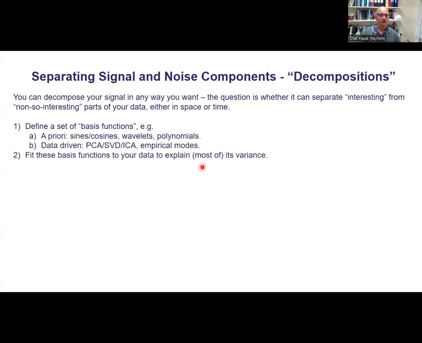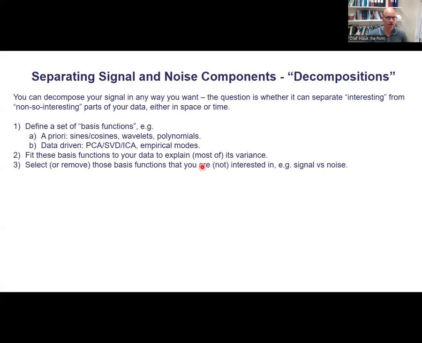And if you have these, then you can fit these to your data so that they explain at least most of the variance in your data. So you then have a model for your data. And this model is basically based on this kind of decomposition into basis functions. And once you've done that, then you need some criterion to decide what is good and what is bad. So which of these basis functions reflect your signal of interest and which ones define noise.